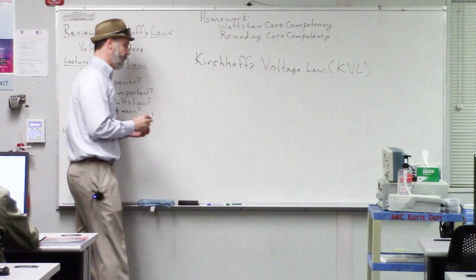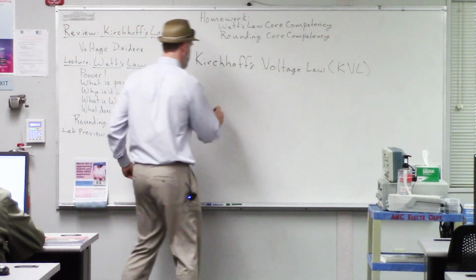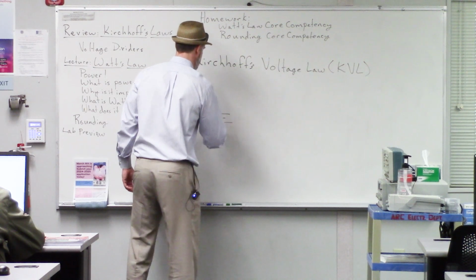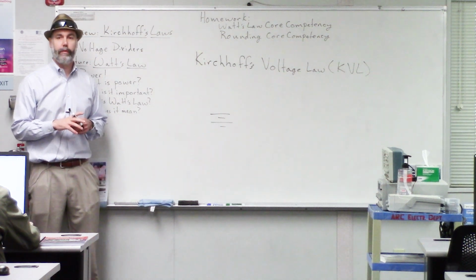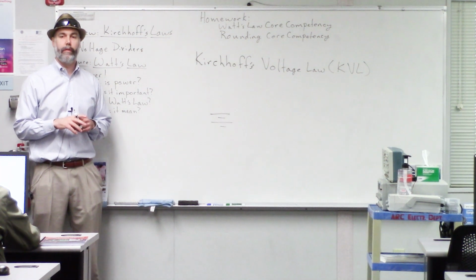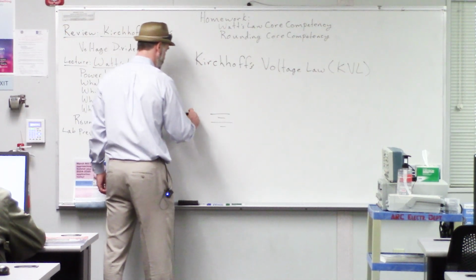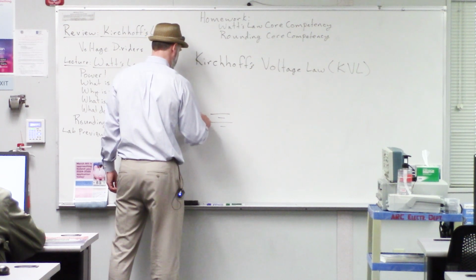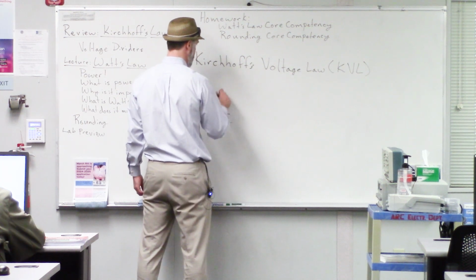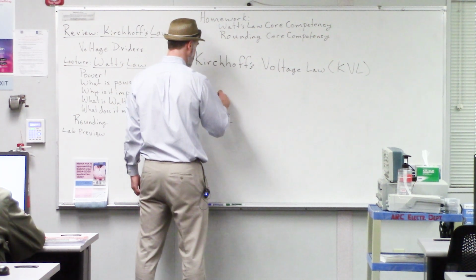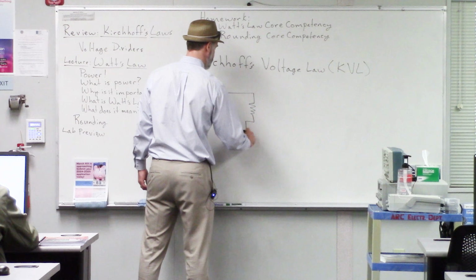So Kirchhoff's voltage law said that if we have a circuit, well, what did it say? Anybody remember? Total of the voltage that flows in a loop is equal to 0. Yeah, exactly. So if we add up all of the voltages around a loop, they have to add up to 0. So say we have a 12 volt power supply here, and we've got a circuit like this.